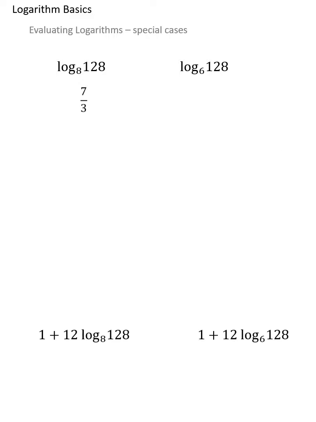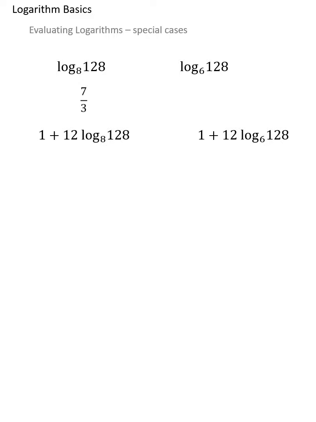Let's look a little further into these two problems by embedding them into larger algebraic expressions. Now again, these two problems look very similar, but they're very different in the way that we handle them without a calculator. Because the logarithm on the left in green is simplifiable to 7/3 without a calculator, whereas the logarithm on the right in red is not simplifiable to anything without a calculator.